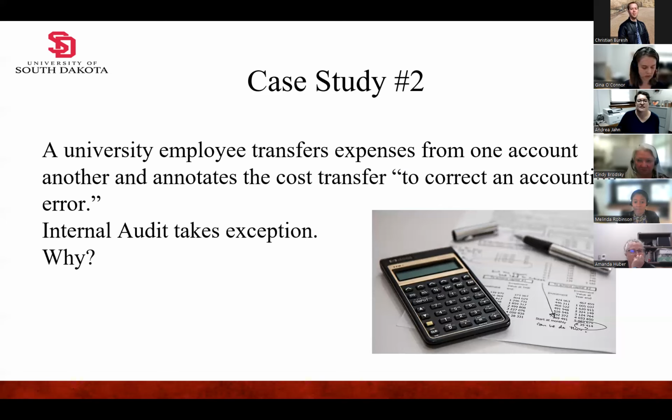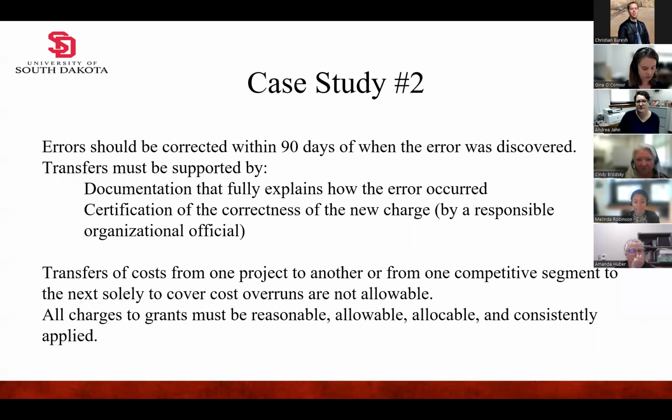All right. So yes. Yeah, internal audit needed more documentation to explain. So let's go to the next slide that explains why. Errors should be corrected within 90 days of when the error was discovered. We kind of talked about that with the SAS 115 reporting and reviewing ledgers on a monthly basis. Yeah, errors happen.